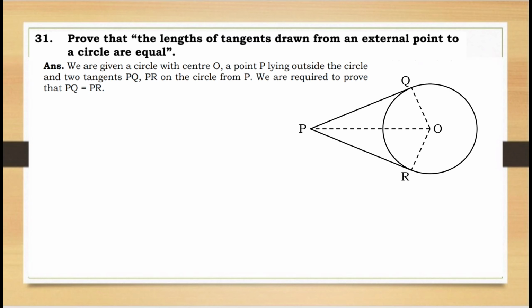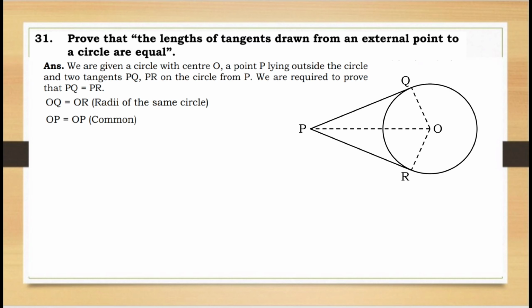Now, if you observe the diagram, it is known that OQ and OR are the radii of the circle. Therefore, OQ equals OR. Let us consider the triangles OQP and ORP such that OP is common to both triangles. And also we know that the angle between tangent and radius at the point of contact is 90 degrees. In the diagram, PQ and PR are the tangents and OQ and OR are the radii. Therefore, the angle between them should be 90 degrees. That is, angle OQP equals angle ORP, which equals 90 degrees.